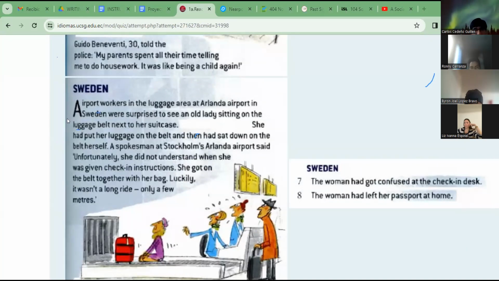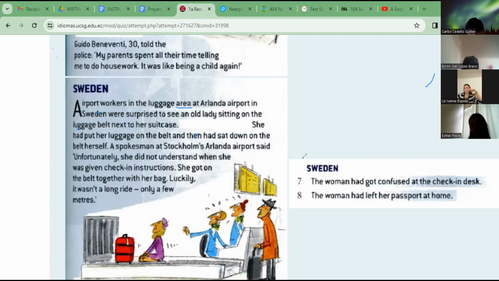Ronnie, can you read, please, Sweden? Sweden. Airport workers in the luggage area at Arlanda Airport in Sweden were surprised to see an old lady sitting on the luggage belt next to her suitcase. The woman had got confused at the check-in desk. She had put her luggage on the belt and then had sat down on the belt herself.